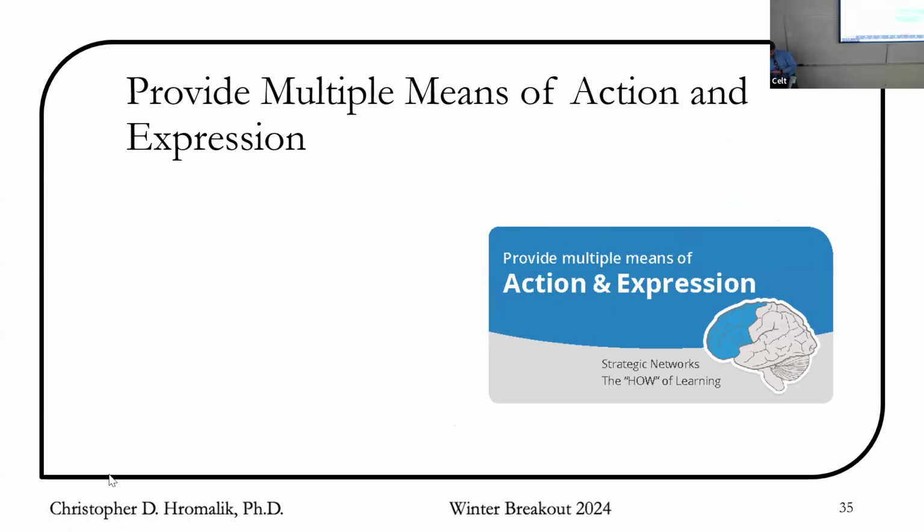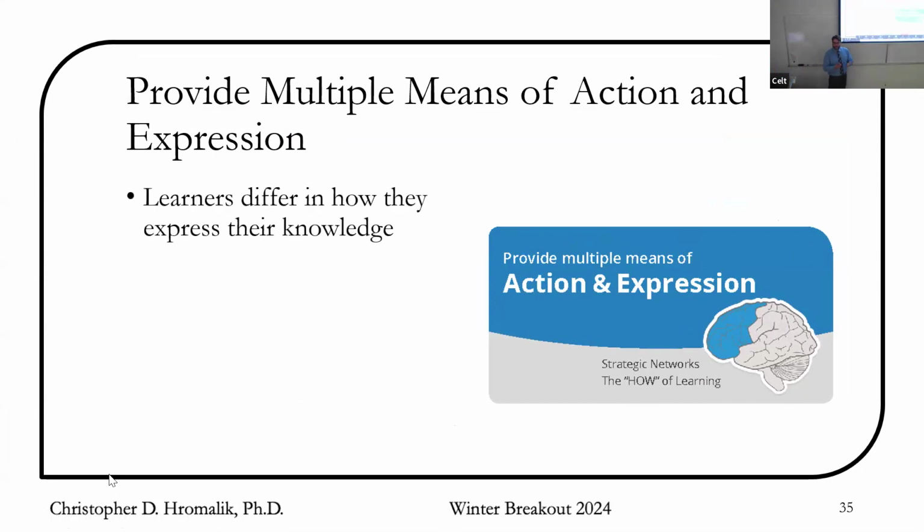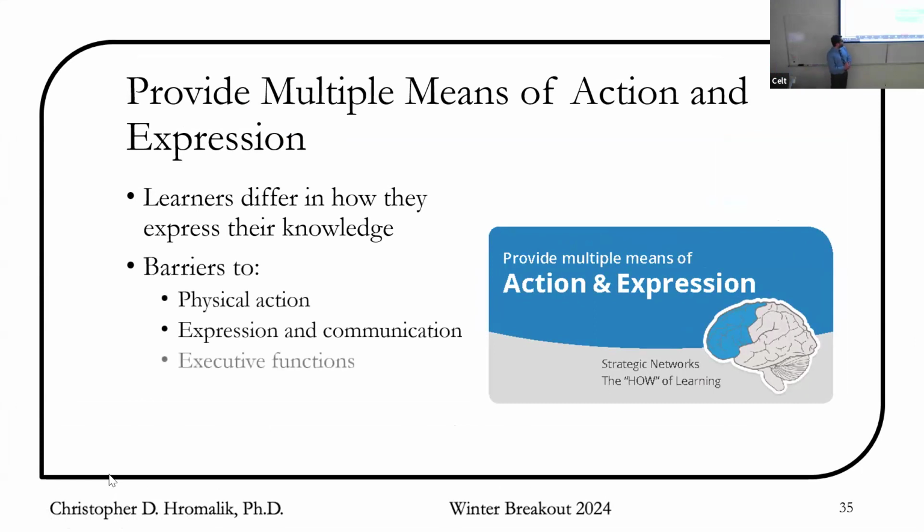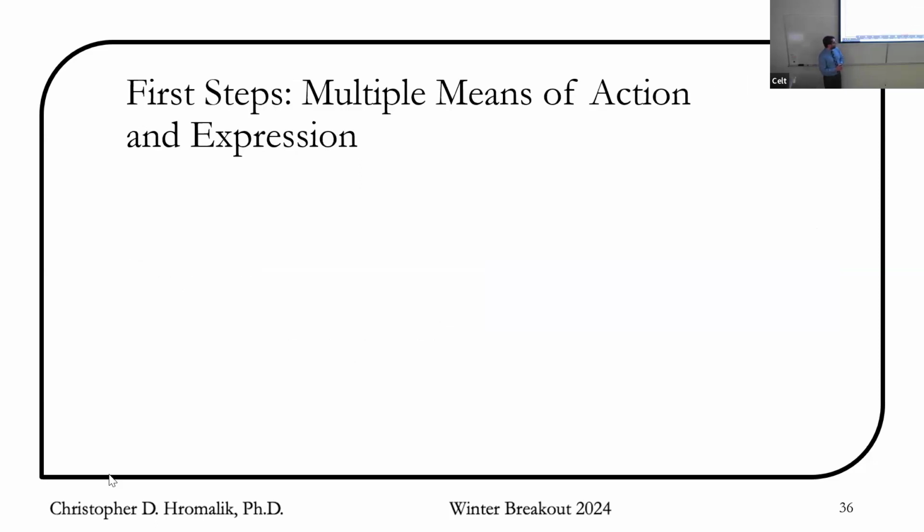Slide 35. And slide 35 at the top says provide multiple means of action and expression. And we provide multiple means of action and expression because students are different in how they express their knowledge. We want to consider variables as well: action, expression, communication, and executive functions. So what are some of the strategies you can use regarding action and expression? Let's look at some first steps on slide 56.